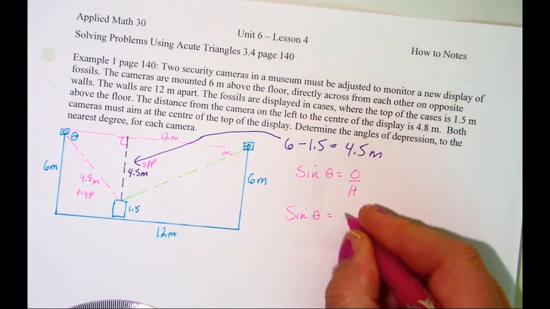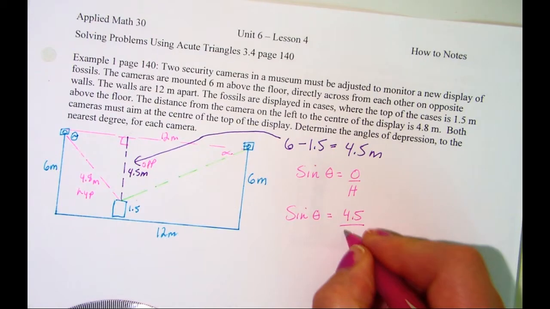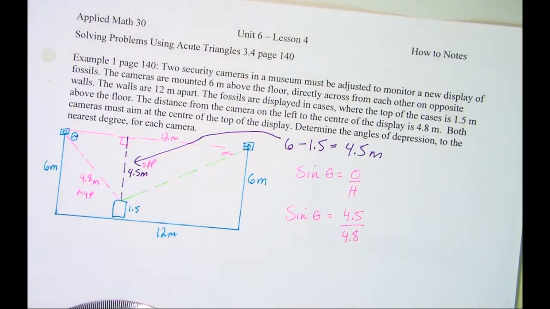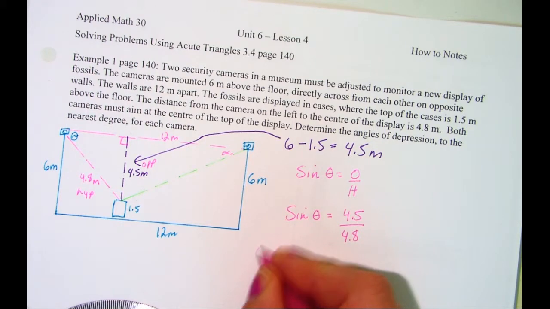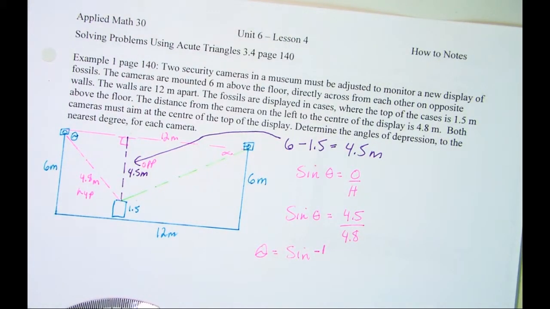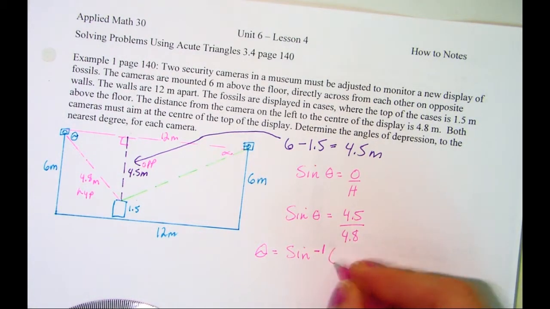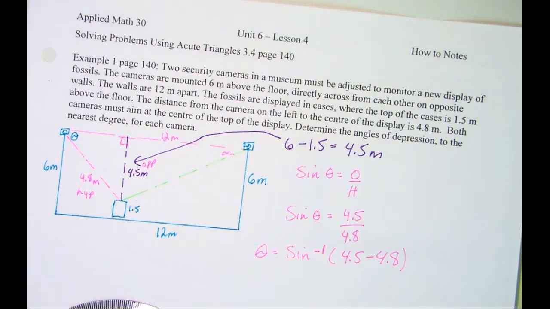Equals my opposite. And then how do I write that out? How would I put that in my calculator? Well, theta would equal sine inverse, right? Because I want to find the angle. Bracket 4.5 divided by 4.8, and bracket.